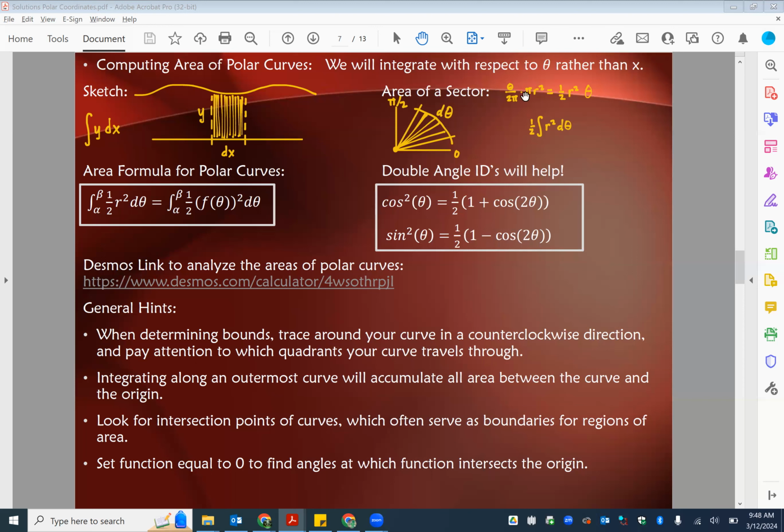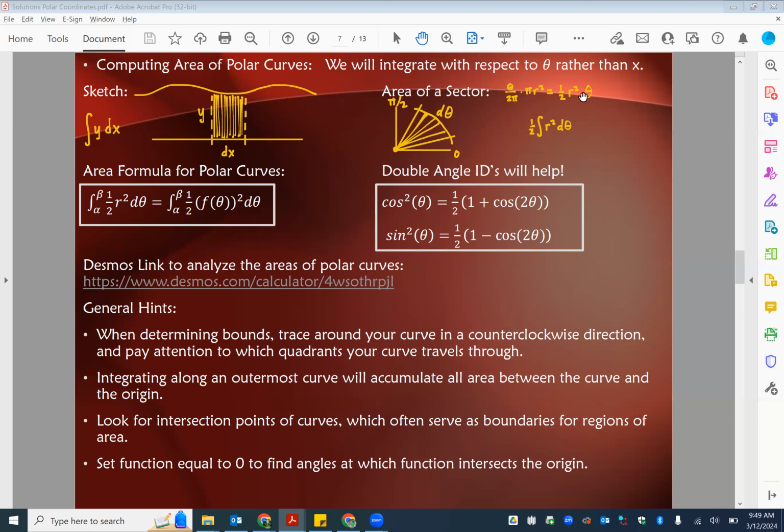Okay, so let's think about area of a sector of a circle. It's a fraction of pi r squared. The fraction depends on the ratio between our rotation theta and a full rotation of 2 pi, hence theta over 2 pi times pi r squared, which simplifies down to 1/2 r squared theta. Maybe you remember this formula from a geometry class.